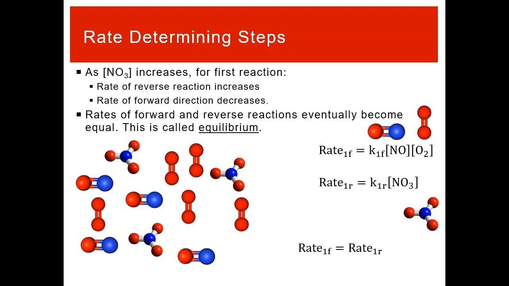Eventually, we will reach a state where the forward reaction is happening at the same rate as the reverse reaction. Basically what that means is you are forming NO3 at the same rate that you're destroying the NO3 going backwards. And so what would end up happening is all of your concentrations would become constant, right? They just stop changing. The individual atoms still keep reacting, but you overall have a constant concentration, and we call this equilibrium.